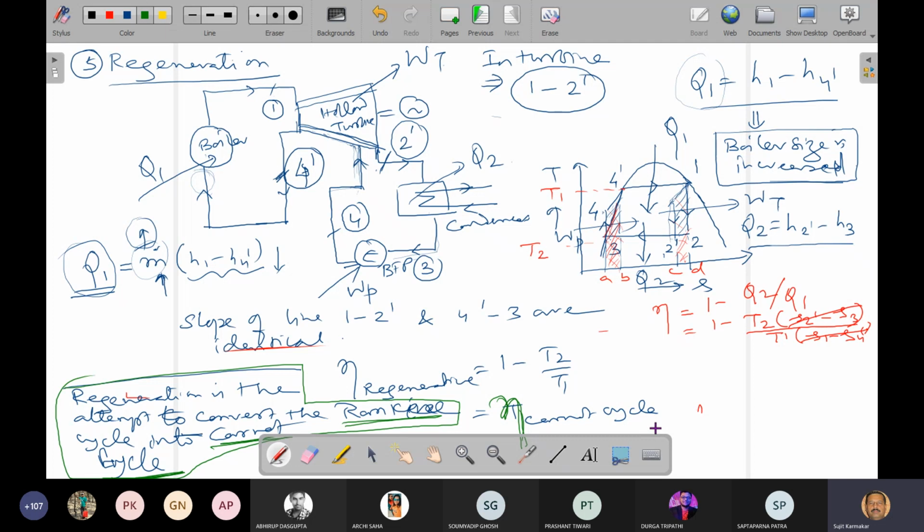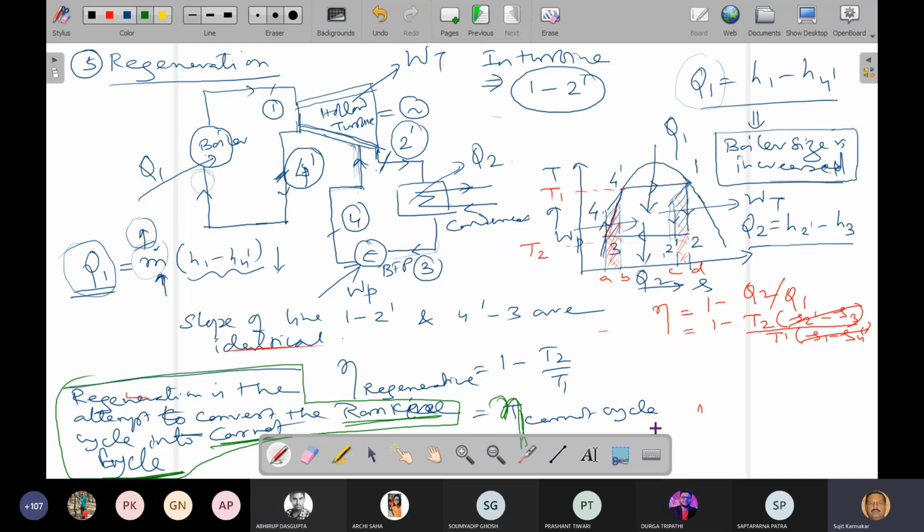Yes, you are very true, you correctly mentioned that the Carnot cycle always gives us the highest efficiency. So by regeneration we can make an attempt to get the highest efficiency of any heat engine. The Carnot cycle is the heat engine which gives us the maximum efficiency. So if we do the regeneration process, we are trying to make the Rankine cycle into the Carnot cycle. That means we are trying to get the highest efficiency.